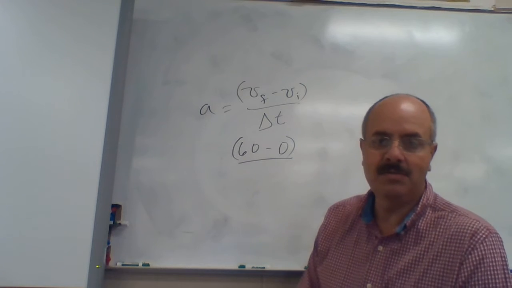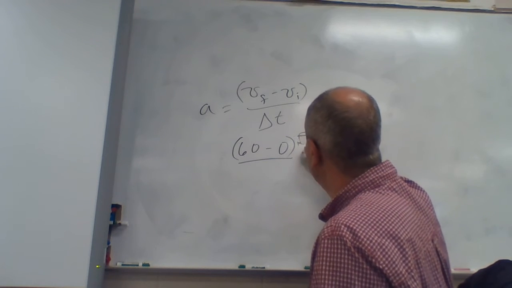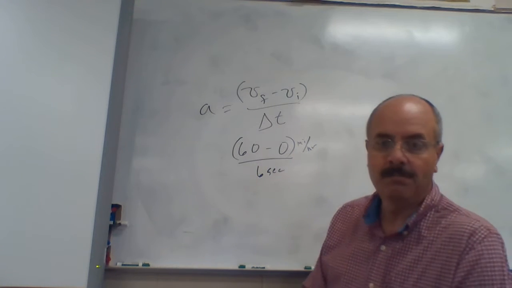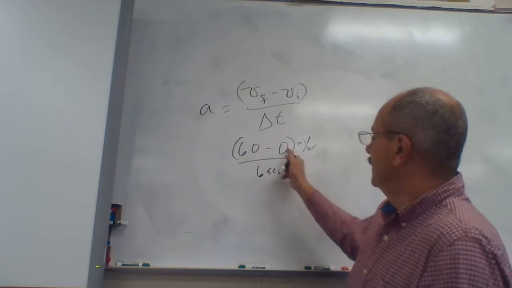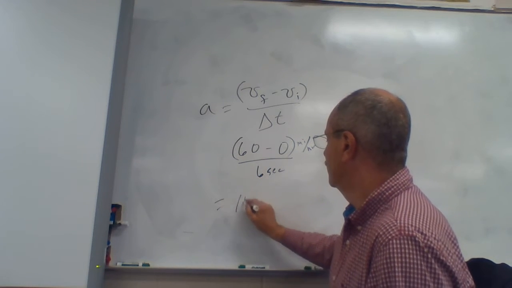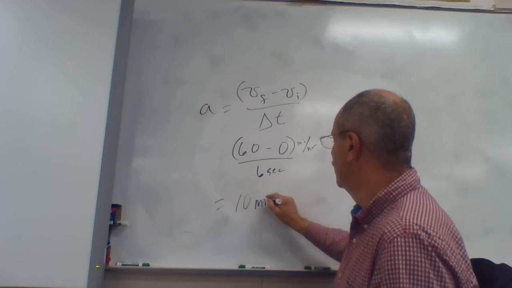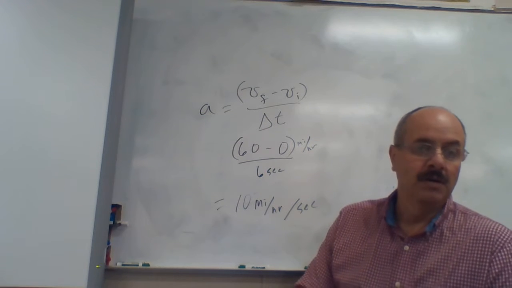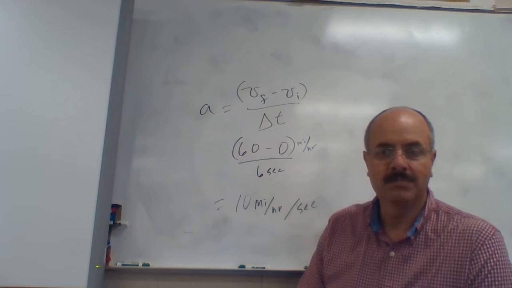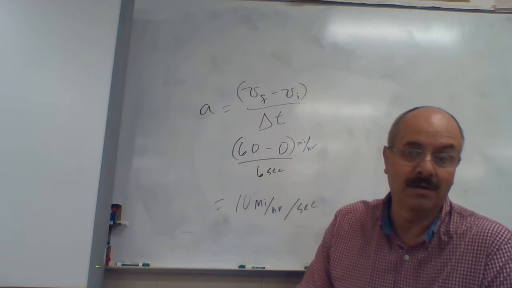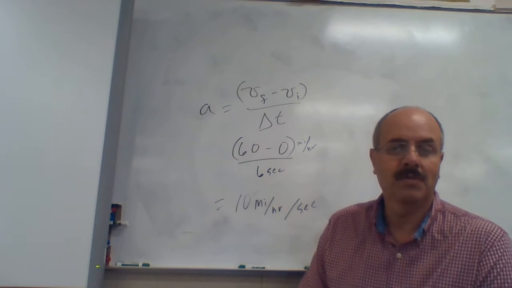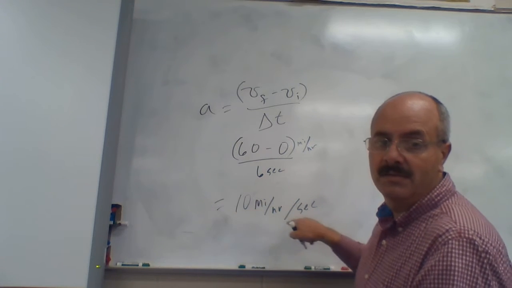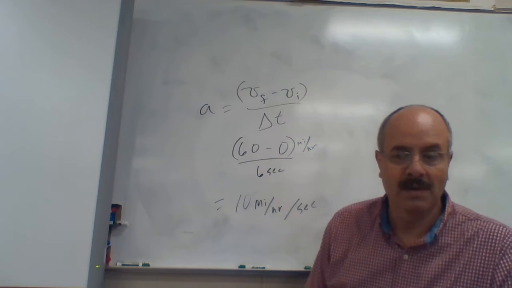Now, how long did it take him to do that? And this is miles per hour for both of those. And he did this in 6 seconds. So we're going to take 60 divided by 6. So it equals 10 miles per hour every second was his acceleration. So in the first second, he was going 10 miles an hour. In the second second, he was going 20 miles an hour. In the third second, he was going 30 miles an hour. So he was increasing his speed by 10 miles an hour every second. That's what acceleration means. All right.